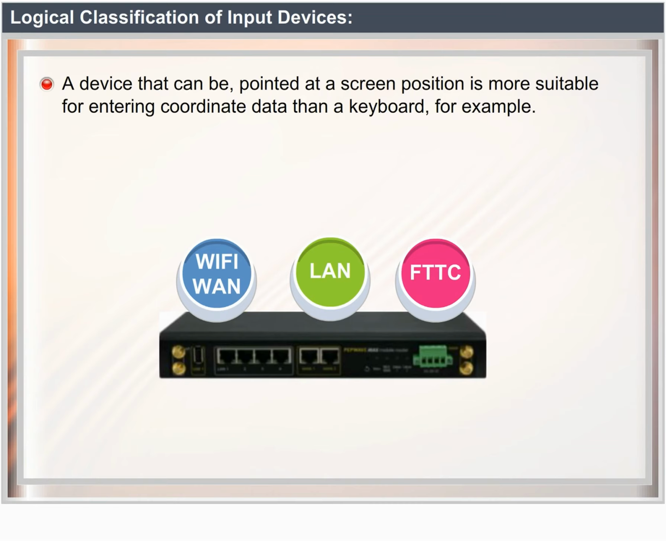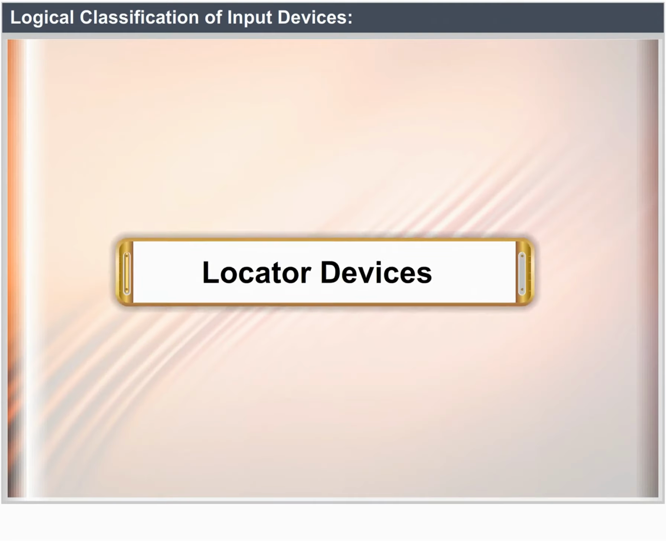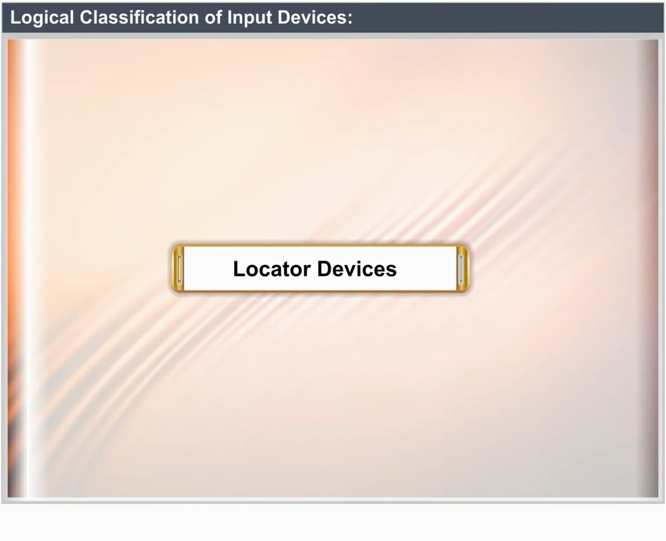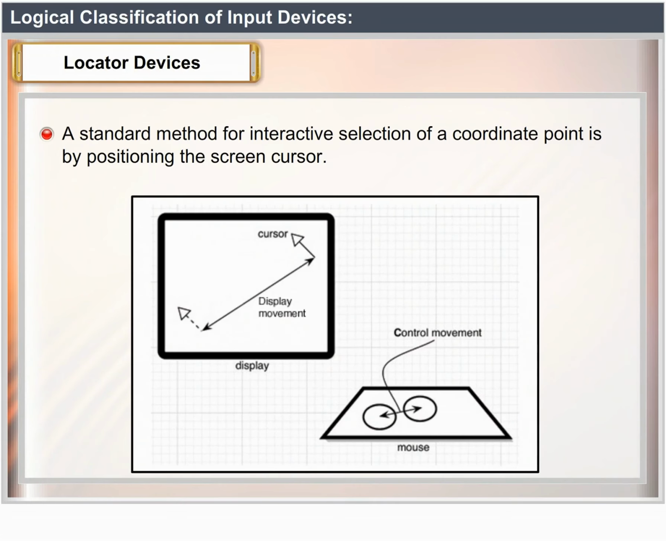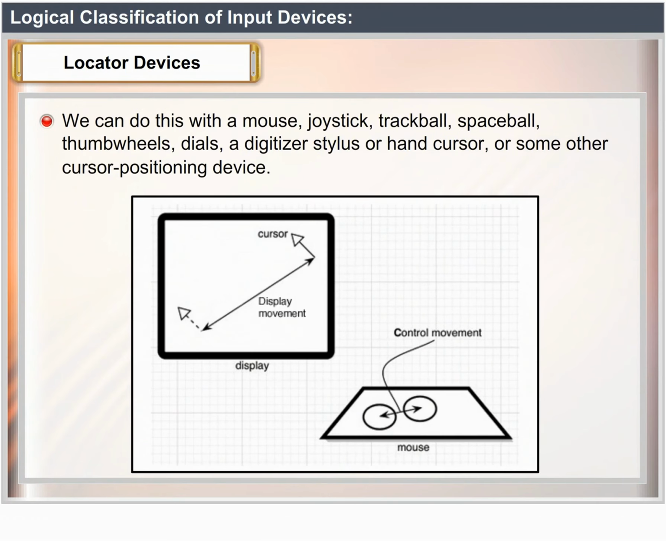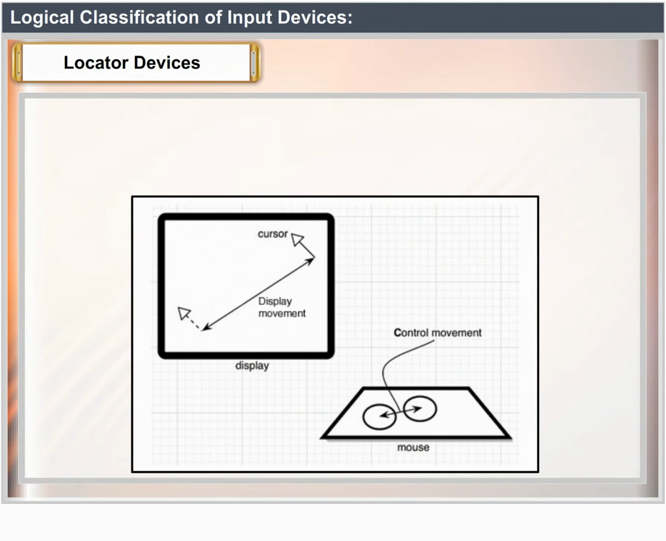Locator devices. A standard method for interactive selection of a coordinate point is by positioning the screen cursor. We can do this with a mouse, joystick, trackball, spaceball, thumb wheels, dials, a digitized stylus, or a hand cursor, or some other cursor positioning device. When the screen cursor is at the desired location, a button is activated to store the coordinates of that screen point.